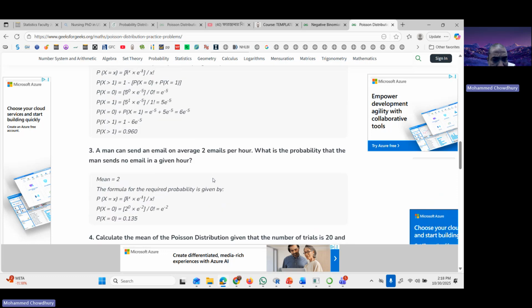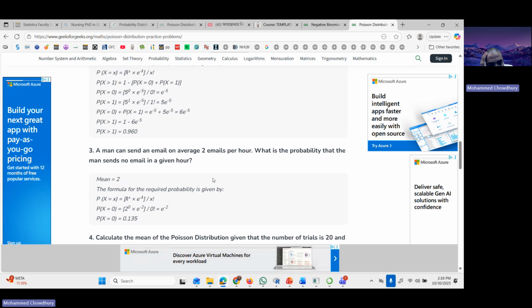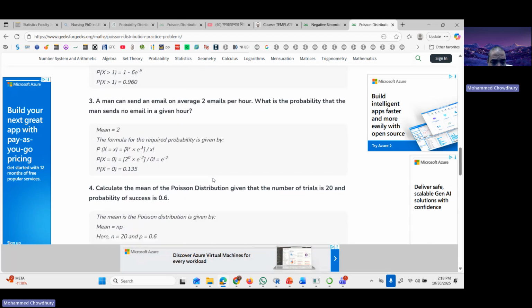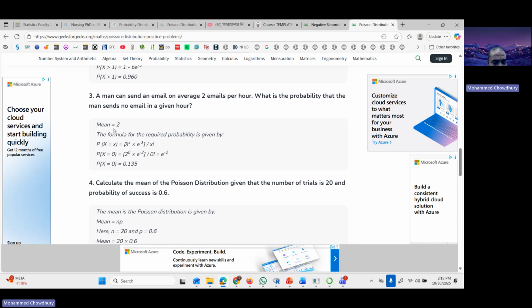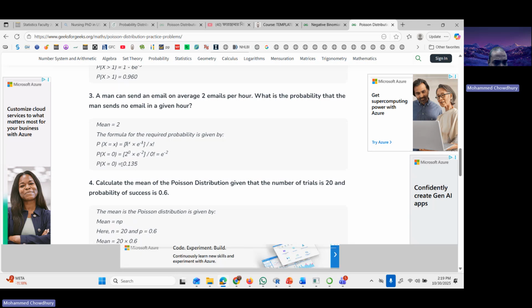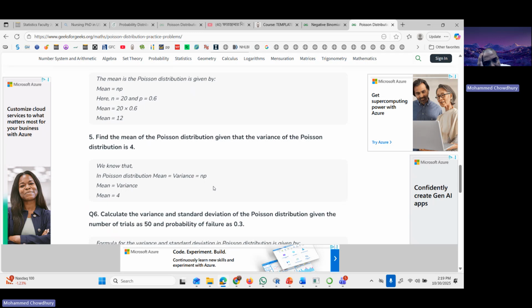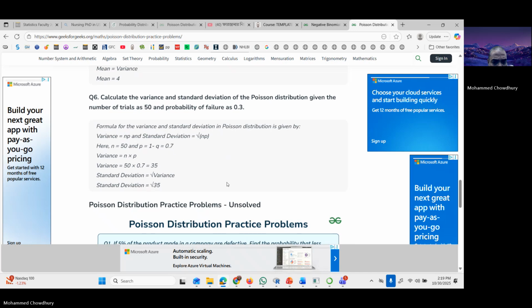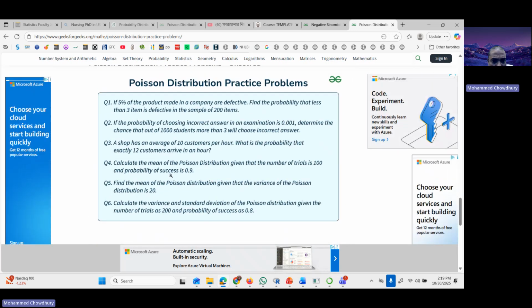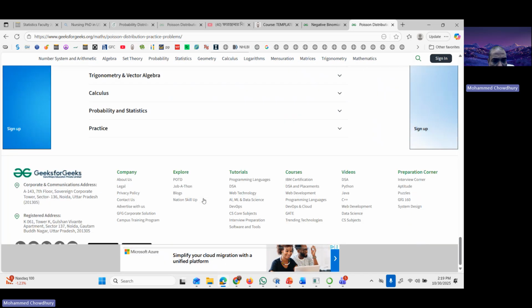Okay, so a man can send an email on average 2 emails per hour. What is the probability that the man send no email in a given hour? So mean equal to 2, which means rate, lambda value equal to 2, and then no email means x equal to 0. So this is what the probability is. Find the mean of the Poisson distribution given that variance of the Poisson distribution is 4. So here are some problems. Practice these problems and try to become efficient in R code.